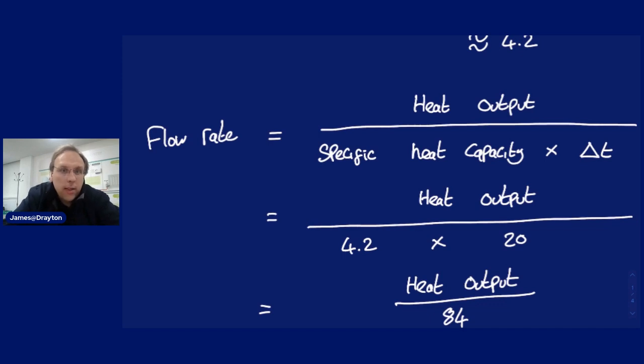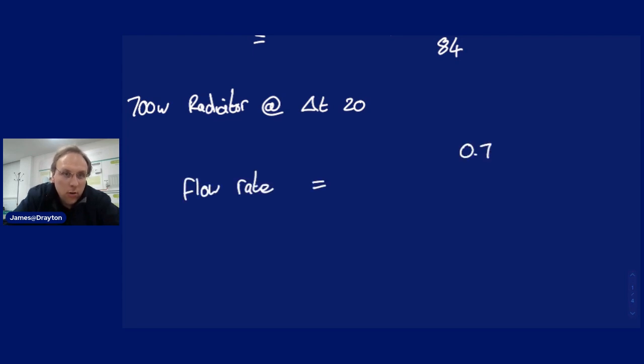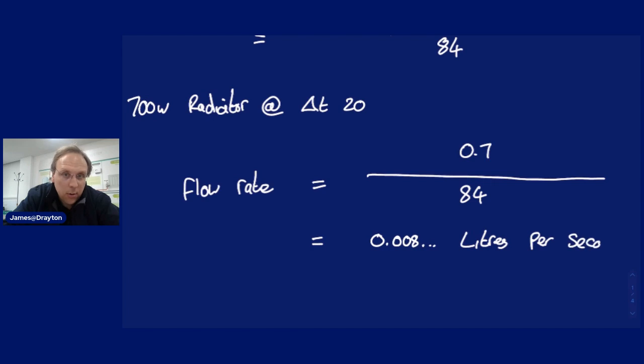And from that, you can then calculate what's going on and what flow rate you need for a particular size radiator. So if we take an example here of a 700 watt radiator with a delta T of 20, the flow rate is equal to 0.7, because remember the heat output units used there are kilowatts. So it's going to be 0.7 kilowatts divided by 84, and that is equal to 0.008 plus some change, and that's going to be liters per second.